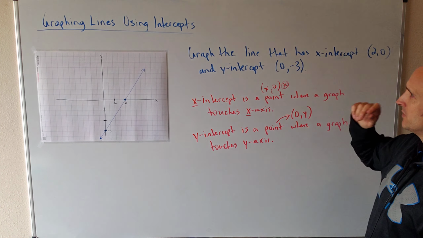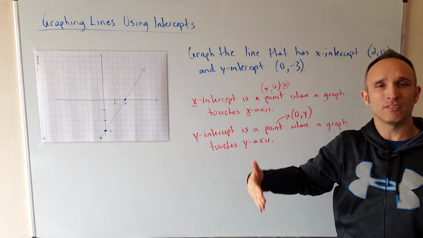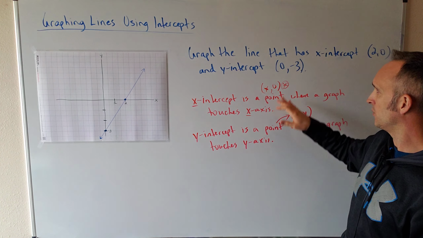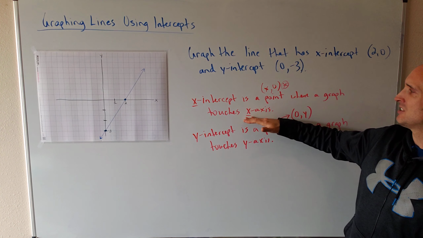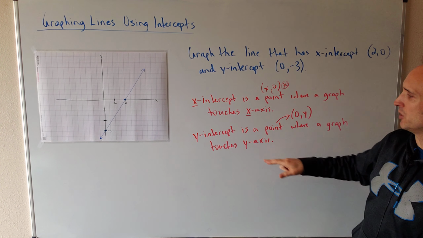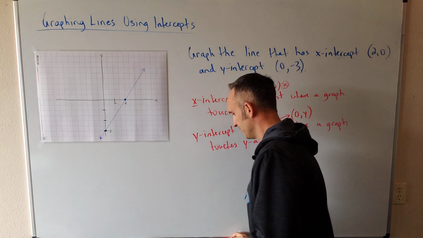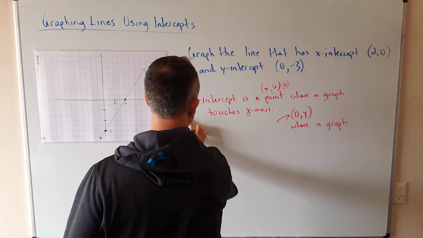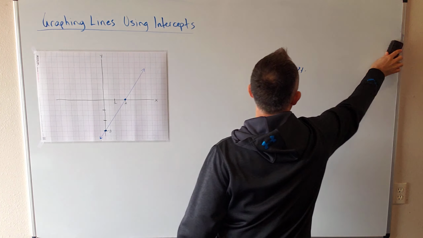I'm going to have you graph lines where I give you an equation and you've got to find the intercepts. So I won't necessarily give the intercepts as we go along. And the key is an x-intercept is always x comma 0 and a y-intercept is always 0 comma y. Okay, let's move on. We have several examples in store here.